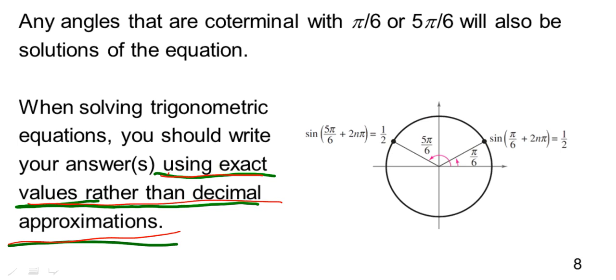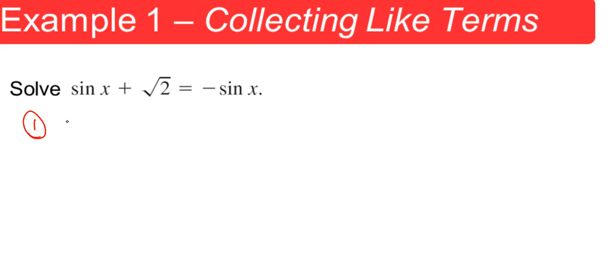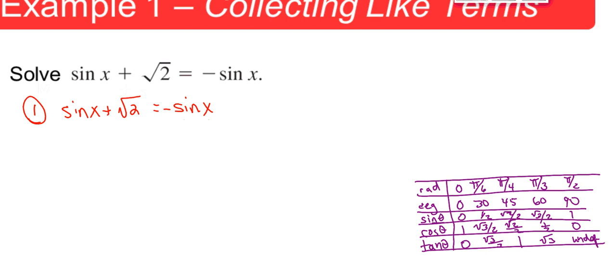All right, let's do some problems here. And so here's our first one, number one: solve sine x plus the square root of 2 equals negative sine x. So this is not an identity where we can't cross the equal sign. So now we actually do want to cross the equal sign. Why don't you try to see if you can get sine x alone, and I will as well, and then we'll compare our results.